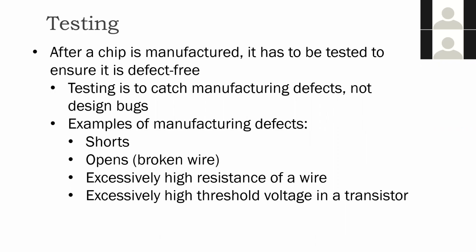After a chip is manufactured, it has to be tested to ensure it is defect-free. Testing is to catch manufacturing defects, not design bugs. So if there is a bug in the design, and the silicon is manufactured with that bug, then that bug has become a feature. Testing is going to test the chip only for defects, not for design bugs.